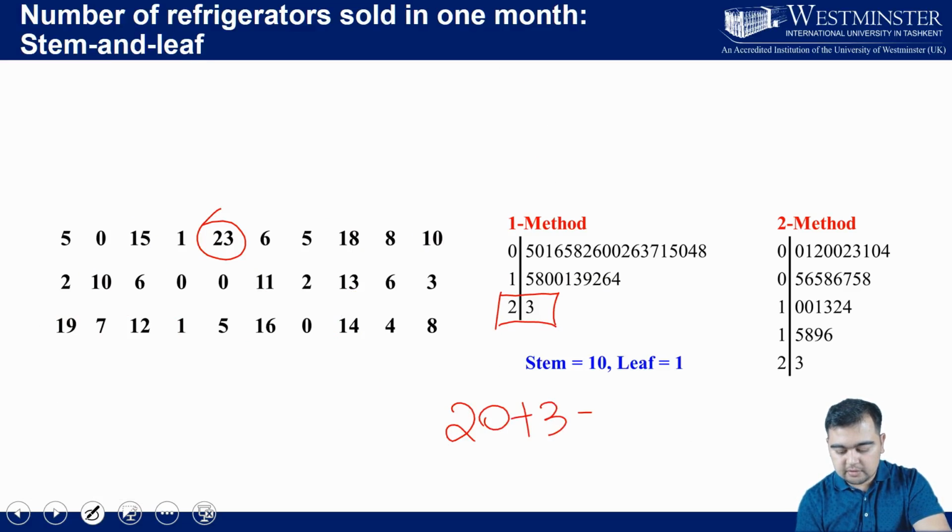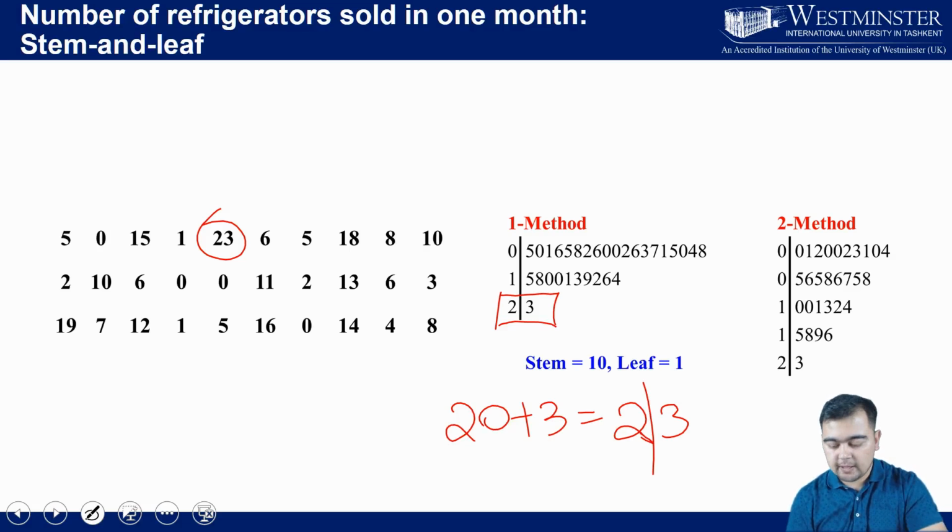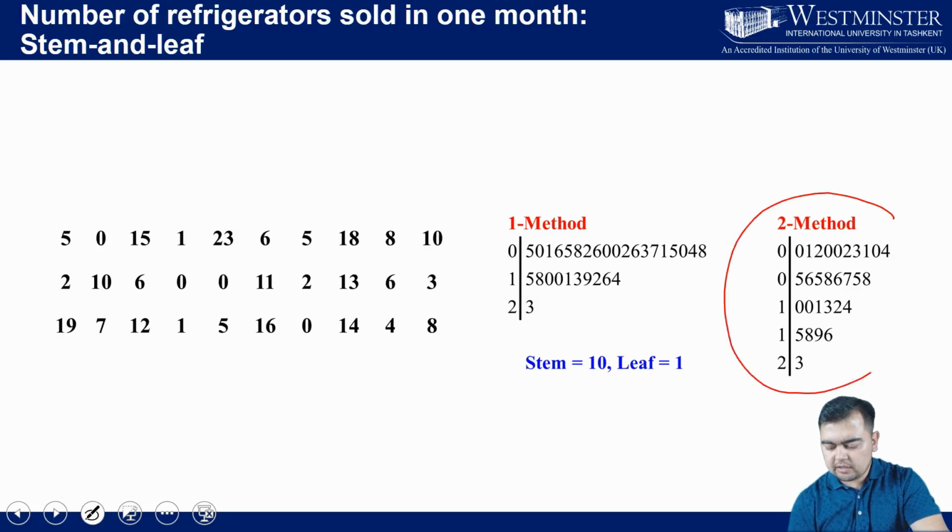Again, 20 plus the 3, or the 23, and like that. So the 2 basically represents our stem, and the 3 basically represents our leaf, right? Now, if you look at the second method, it basically represents the same analysis, but what we did here is we simply divided the first method by half.